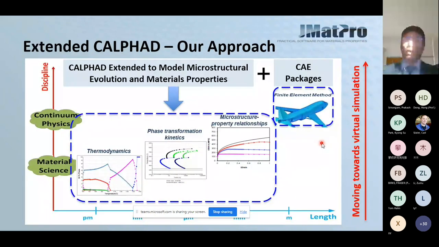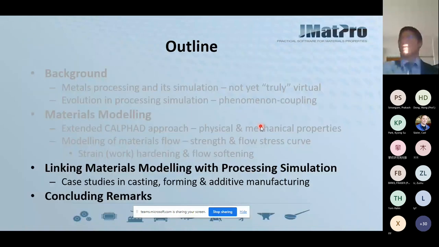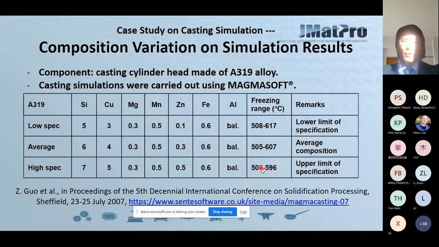So up to now, what have we got? We have got materials data, right? So we're ready to kick in and do some CAE simulation. So at this part of my talk, I finished the materials modeling side. And I'm going to show you some case studies that link materials modeling with processing simulation. And I will show three case studies.